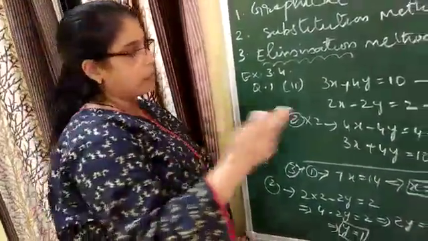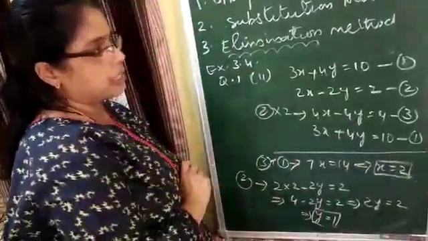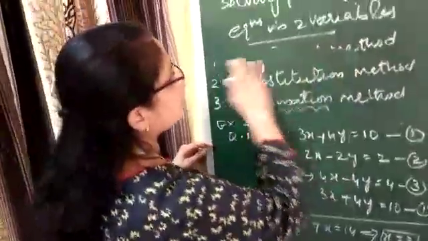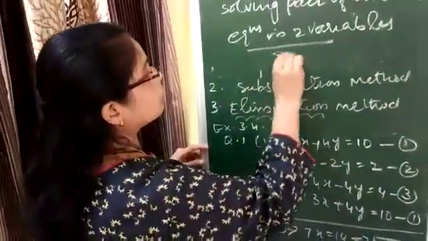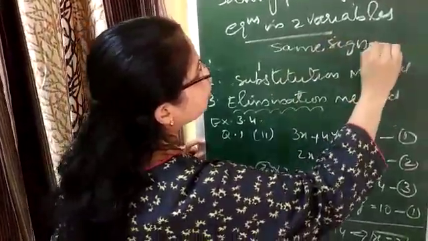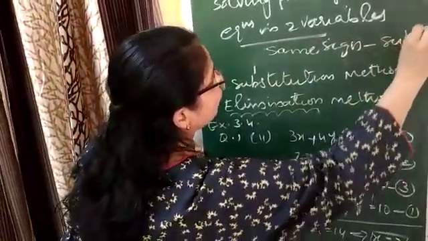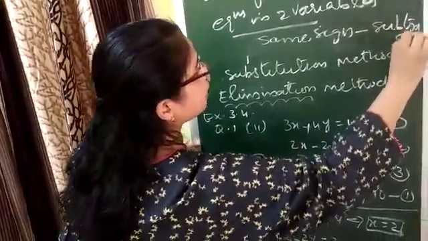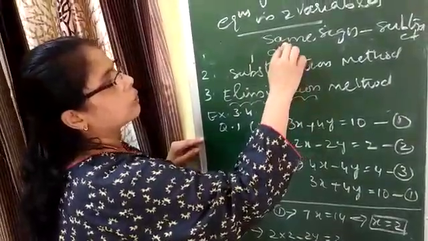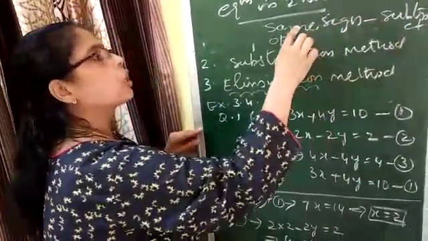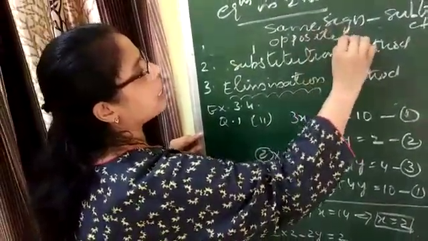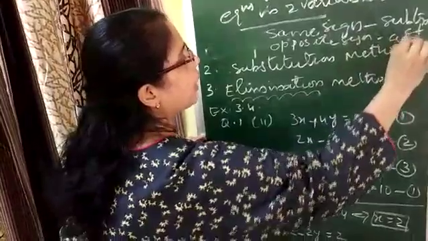Now the next step is to see the sign of the coefficients. This thing you should bring to your mind: if the coefficients have the same sign, you have to subtract the equations. If both are of plus sign, you have to subtract. If both are of minus sign, you have to subtract. If the coefficients have opposite signs, then you have to add.